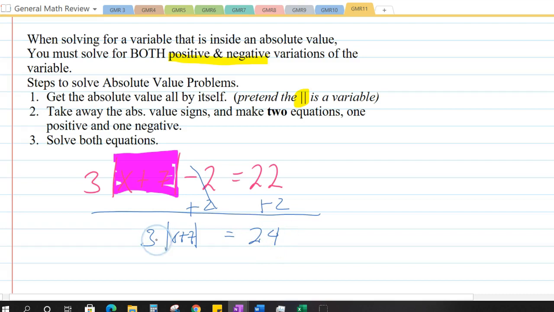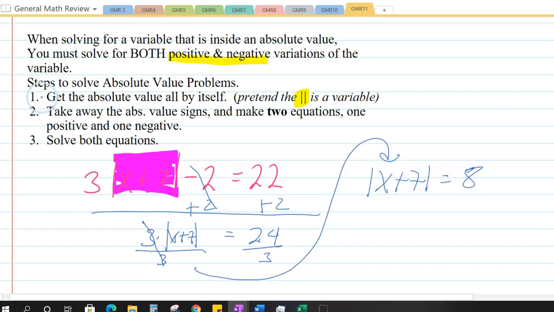Next, I need to get rid of the 3. It's being multiplied. The opposite of multiplying is dividing. I divide both sides by 3. The 3's cancel. Step 1 is finished. Now I do step 2.